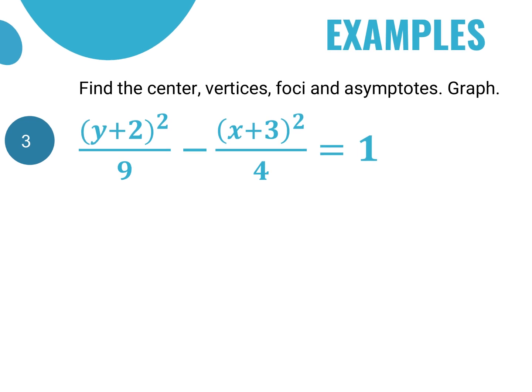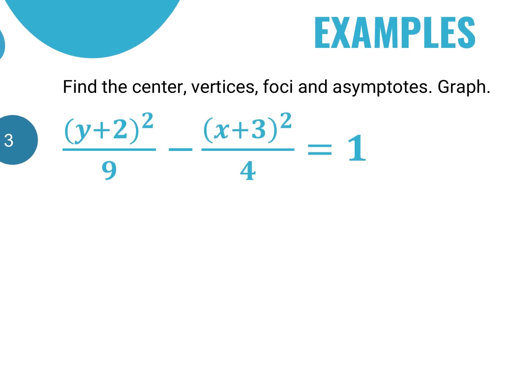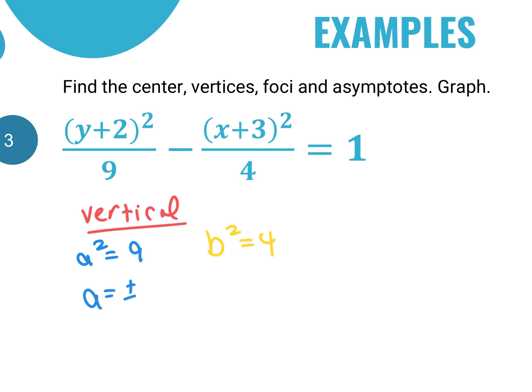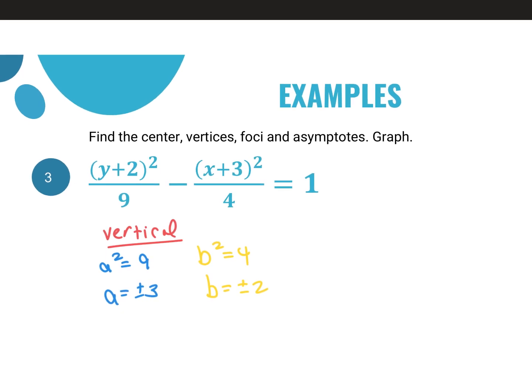All right, we don't have to worry about anything right now because everything's set equal to 1, all right? So talk to me about my hyperbola. It's up and down. It is vertical. Again, explain to me, I know you guys already know this, but why is it vertical? Because y squared's first. So I know my a squared value is 9, and my b squared value is 4. Good. So a is plus minus 3. B is plus minus 2.